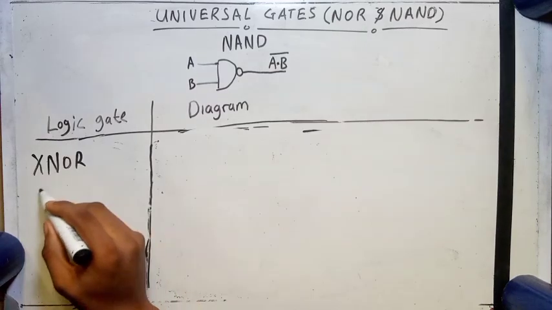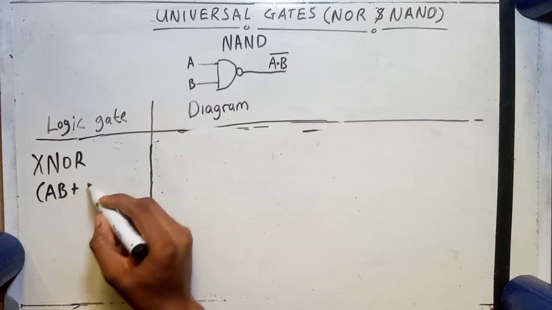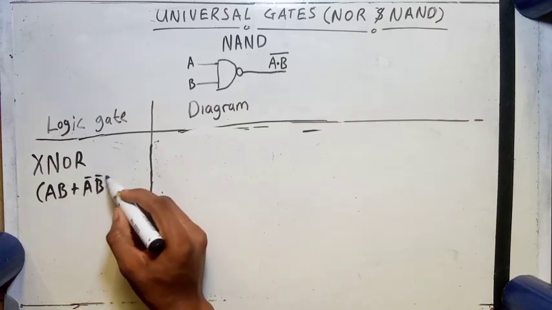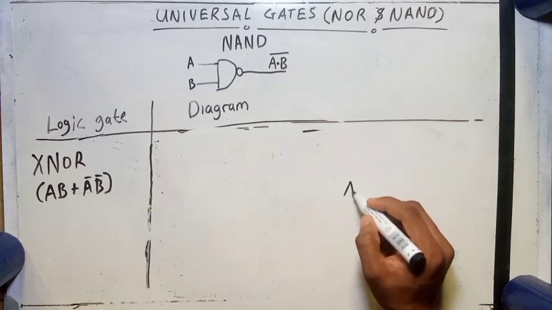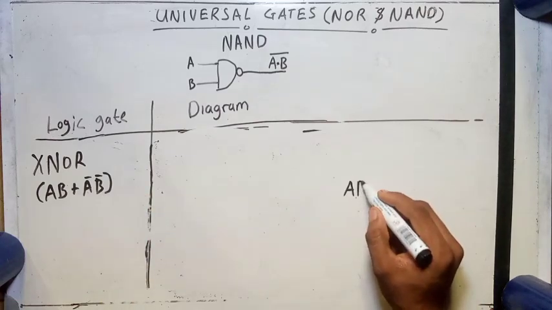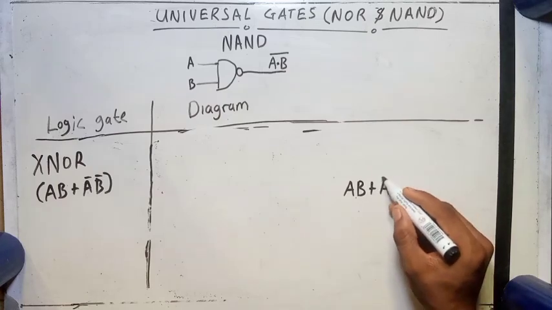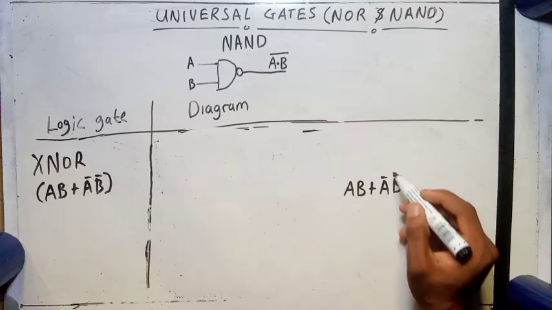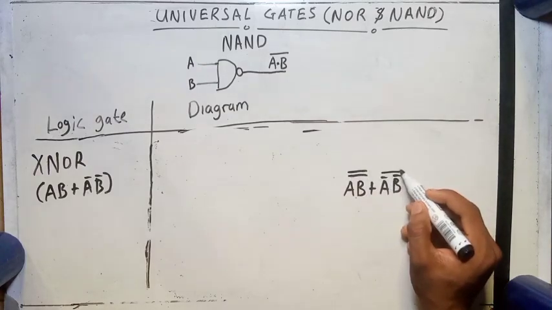Now let's do our XNOR. For our XNOR, we know that the expression is AB plus A bar B bar. This expression, we'll write it down again. A B plus A bar B bar. Now we are having three signs, so we are going to be applying three double bars.